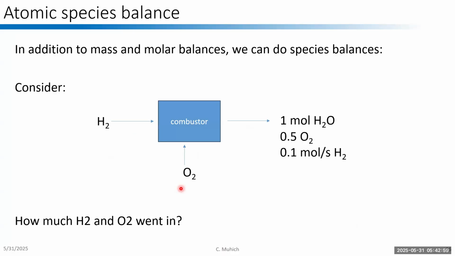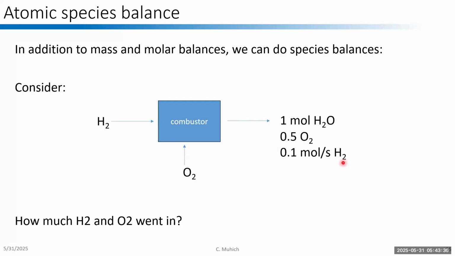Here, instead of looking at the number of moles or the mass of things flowing through, we're going to look at the molar flux, or the molar flow rate, of individual atomic species. So let's consider that we have hydrogen and oxygen going into a combustor. And let's say that we know coming out we have 1 mole of water, half a mole of O2, and 0.1 mole per second. All these should be per second of H2.